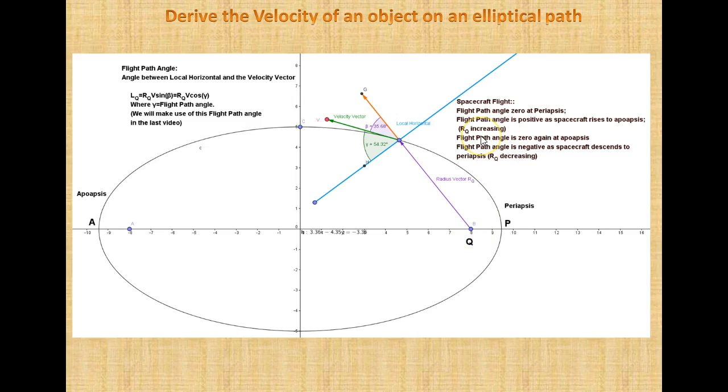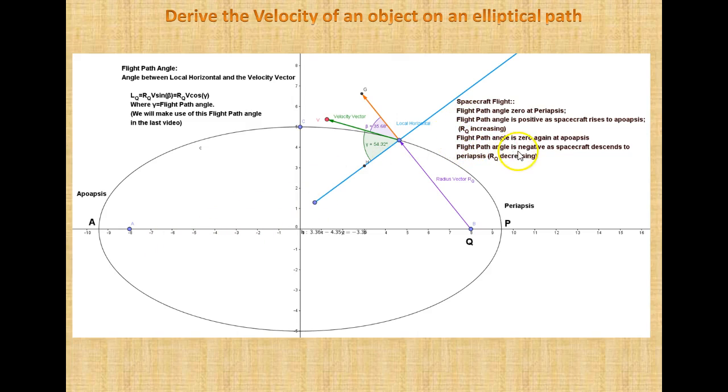The flight path angle is 0 again at apoapsis. When the spacecraft gets to apoapsis, the flight path angle is 0. So the angle between the velocity and the local horizontal is 0.